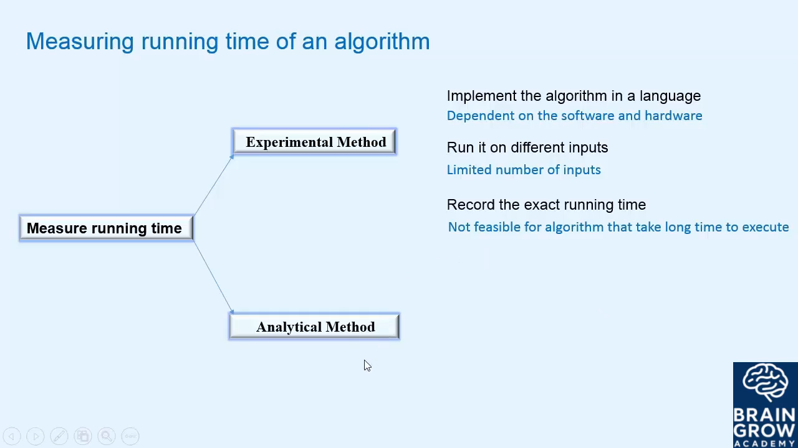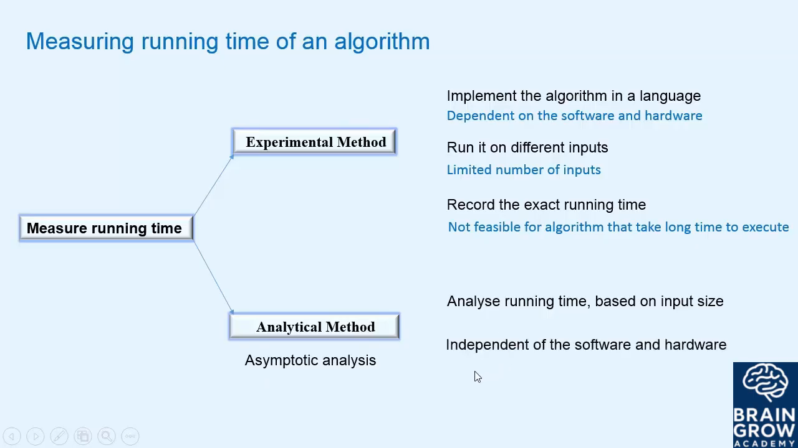Instead of this, a theoretical method is used. In this method, we analyze running time of algorithms based on their input size. This is also called asymptotic analysis. In this method, we don't calculate the exact running times and therefore there is no need to run the program. So this approach allows us to analyze the running time of algorithms in a way that is independent of the software and hardware environments. This method also allows us to consider all possible inputs. Now we'll see in detail this analytical method in the next lecture.